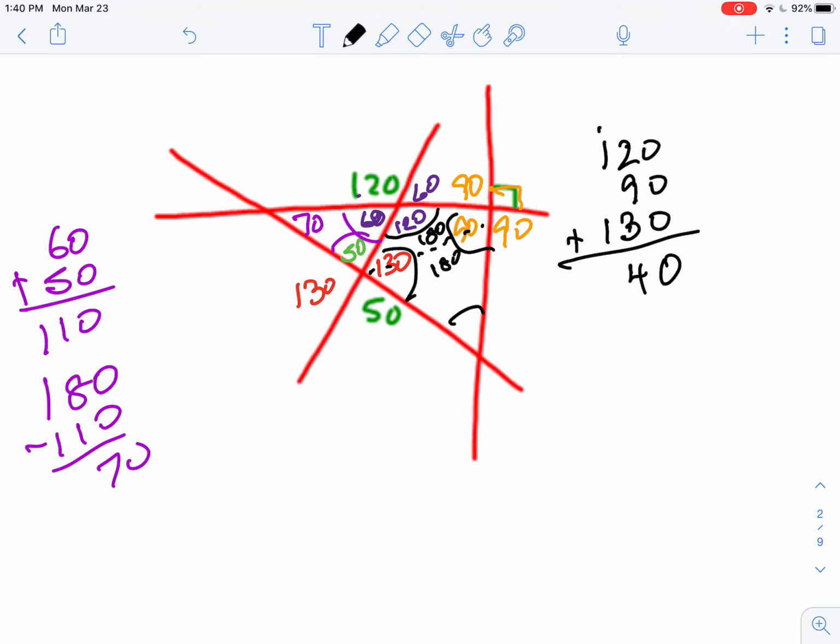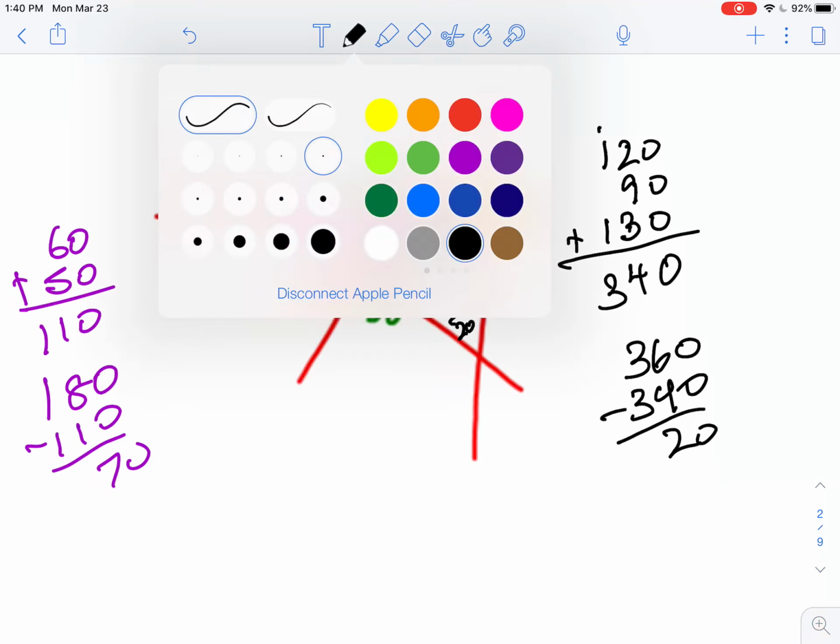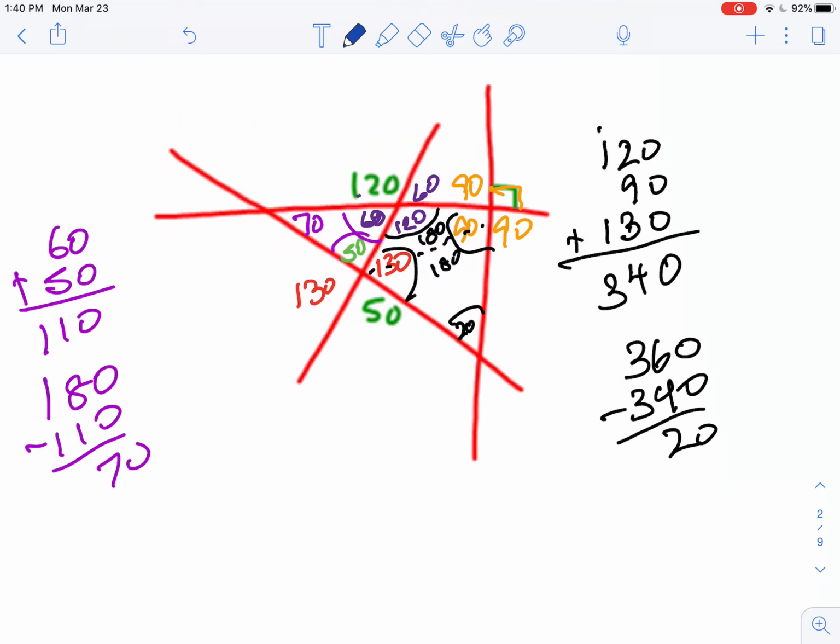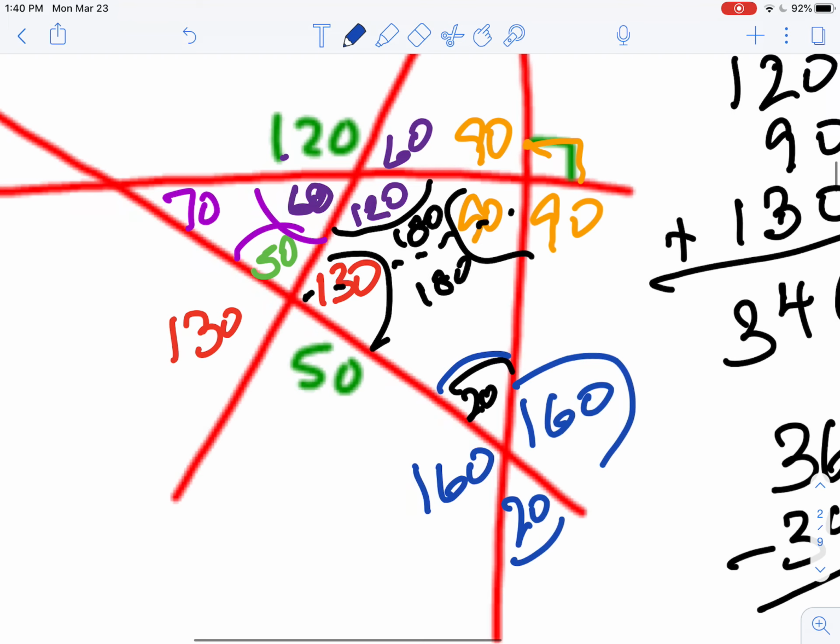That's 12, 13, 11, 12, 13, 14. Carry the 1, 340 degrees. 360 degrees minus 340 degrees leaves us with 20 degrees for this corner. And once we know that corner, we know everything else. 20 degrees because these are vertical. 160 degrees because these are supplementary, and then 160 degrees.